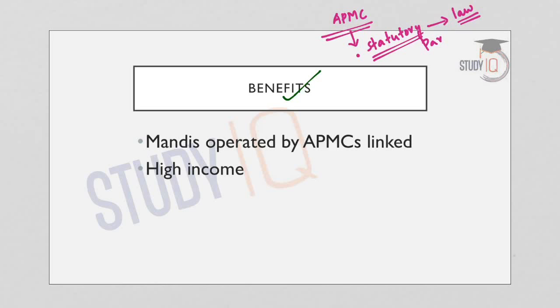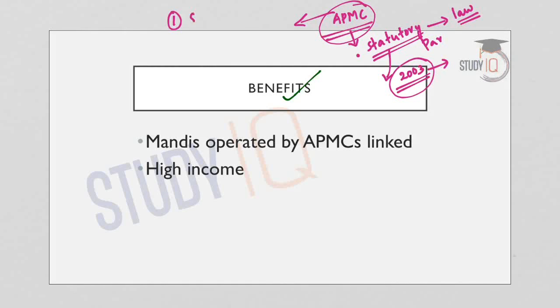So what should be the statute that supports APMC? It is the APMC Act of 2003. So this is the statute or parliamentary law that was passed in order to support the APMCs or Agricultural Produce Marketing Committees. So this is constituted by the state government in order to trade in agricultural, horticultural and livestock products.